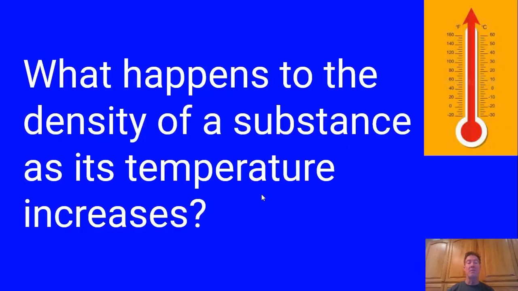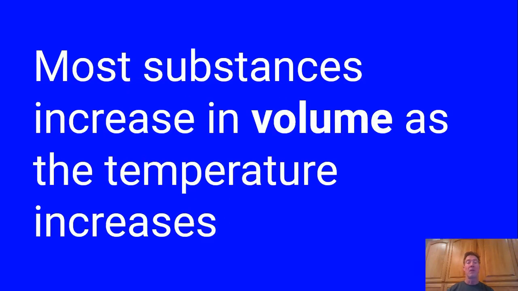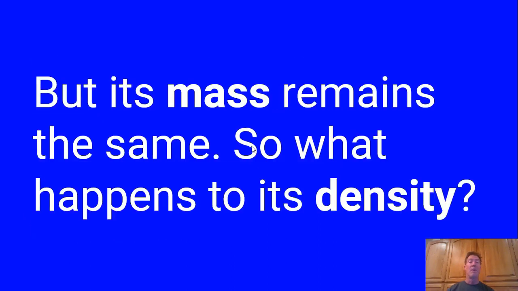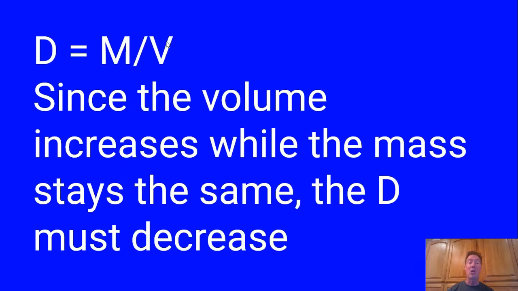What happens to the density of a substance as its temperature increases? Most substances increase in volume slightly as the temperature increases, but its mass remains the same. So what happens to its density? Remember, density equals mass divided by volume. The mass is going to remain the same, but the volume is going to get bigger. When the denominator gets bigger, the ratio is going to what? It's going to get smaller.